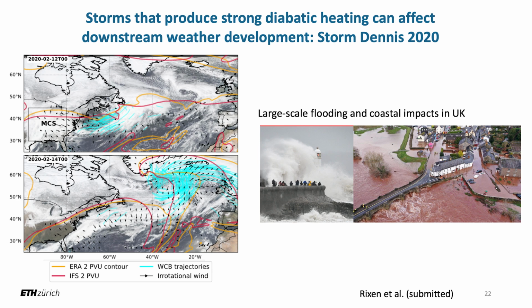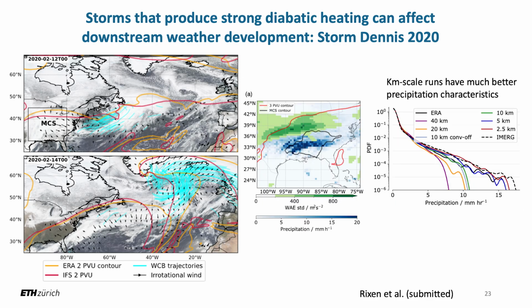This is Storm Dennis. Storm Dennis was one of the strongest extratropical cyclones in history that we observed over the North Atlantic, and it happened in 2020. It was related to a mesoscale convective system, so an outbreak of convection over the US. What I'm showing you here is where we start the simulation, so this is more like a forecast. You see over the US, you have this mesoscale convective system that really perturbs the wave, the jet stream downstream.